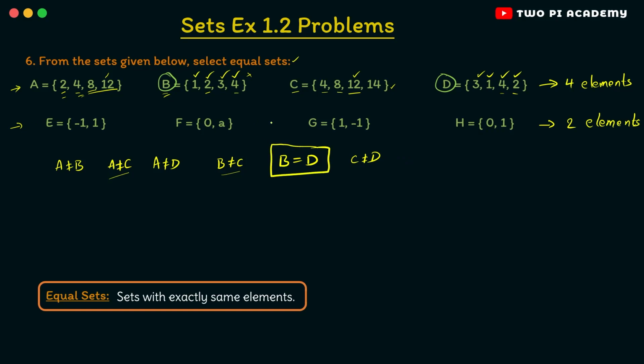Now let us move on to the second row. So here we have capital E with the elements -1 and 1. You can compare that with F, and clearly -1 and 1 are both not in F. So you can say E is not equal to F.